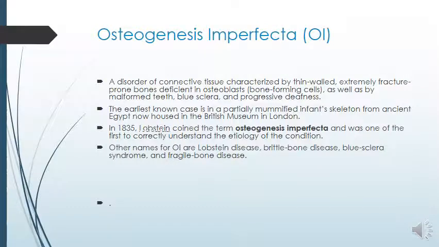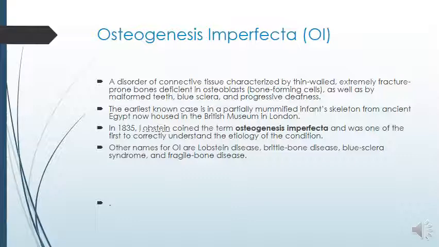Osteogenesis imperfecta, OI, is a disorder of connective tissues characterized by thin-walled, extremely fracture-prone bones that are deficient in osteoblasts, which, just remember, are the bone-forming cells. It is also characterized by malformed teeth, blue sclera, the normally white of the eye, and progressive deafness.